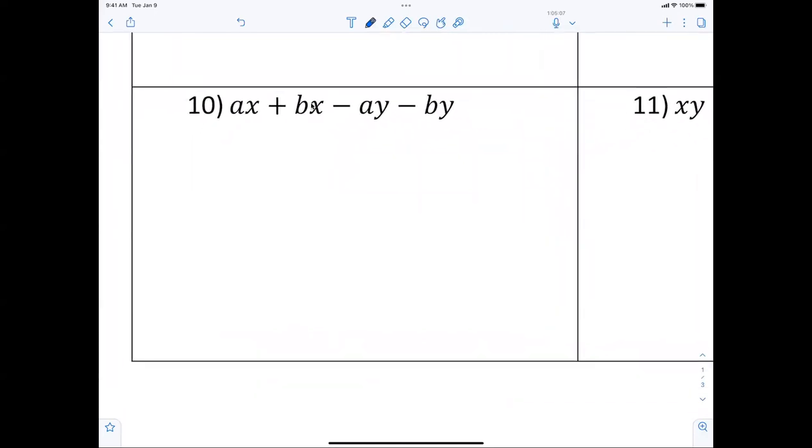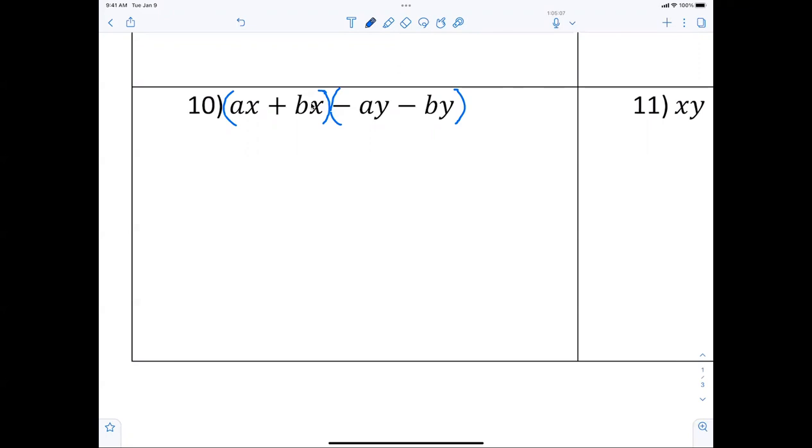Now, number 10. Uh-oh. Not so obvious now. So how do you know when you factor by grouping? You know you're going to factor by grouping when there are more than 3 terms. We haven't had one with 4 terms. So now what we're doing is factoring by grouping. The reason why they call it factoring by grouping is because you put parentheses around the first 2 and you put parentheses around the second 2. Please don't make it hard.